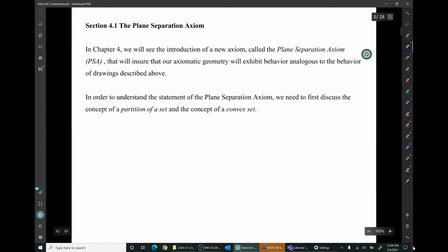In chapter 4, we'll see the introduction of a new axiom called the plane separation axiom, abbreviated PSA, that will ensure that our axiomatic geometry will exhibit behavior analogous to the behavior of those drawings above. In order to understand the statement of the plane separation axiom, we need to first discuss the concept of a partition of a set and the concept of a convex set.